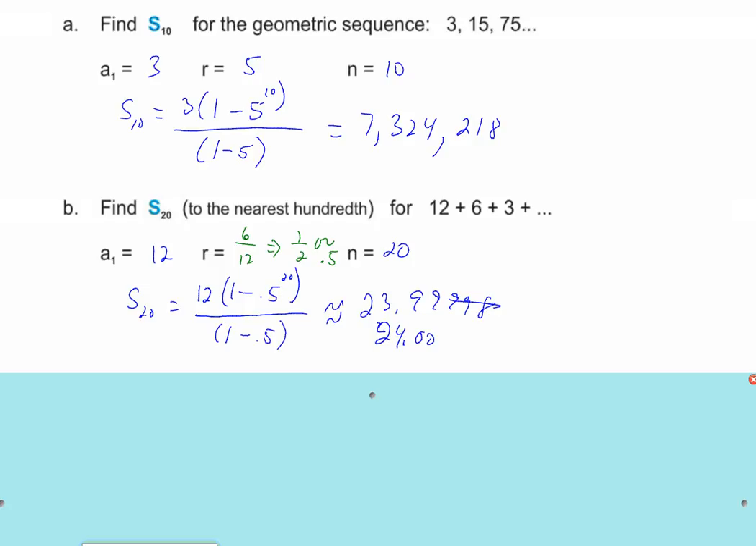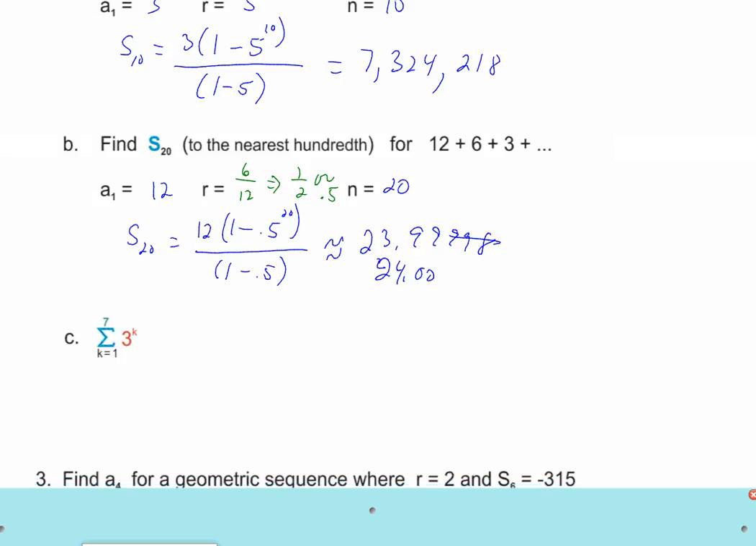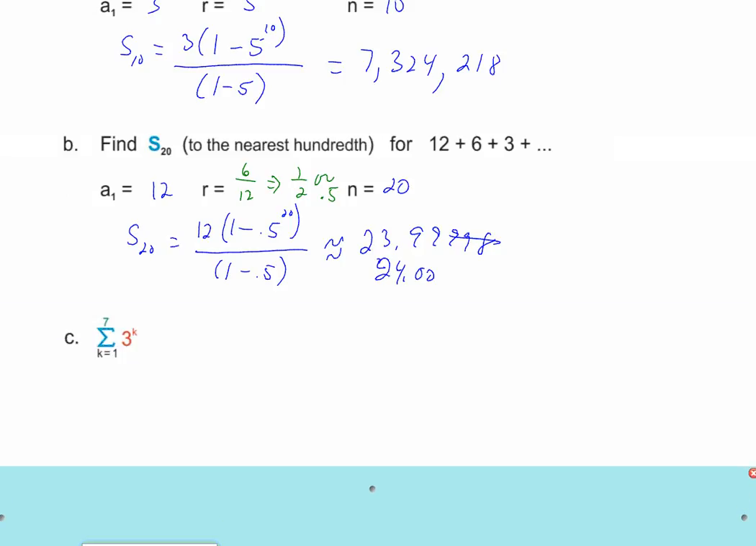Anybody? Okay, so summation symbol, right? Sigma notation. And we're basically doing the same thing. There's not a whole lot of difference here, as if they would have said S sub 7, right? For the series where 3 equals k. So go ahead and see if you can do C.